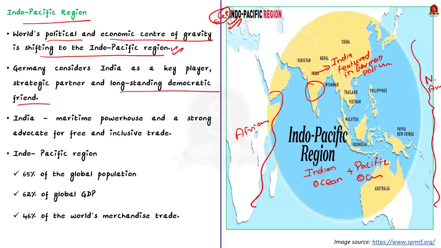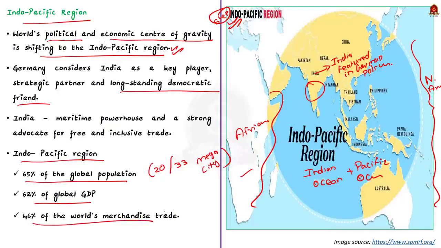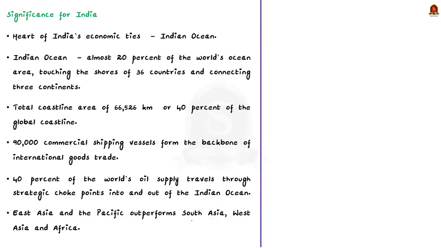Now let us see why the countries are concerned about the Indo-Pacific region. See, this is because the Indo-Pacific region is home to around 65% of the global population and 20 of the world's 33 megacities. The region also accounts for 62% of the global GDP and 46% of the world's merchandise trade. On the other hand, it is also the source of more than half of the global carbon emissions.